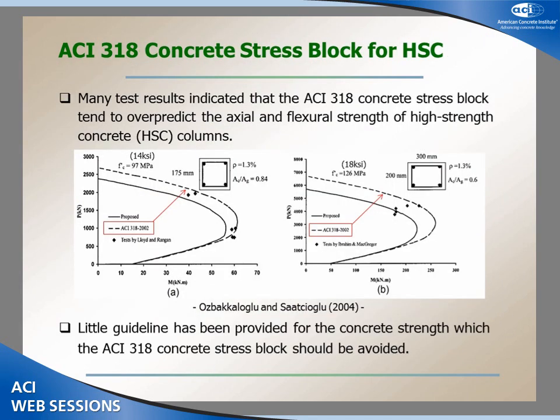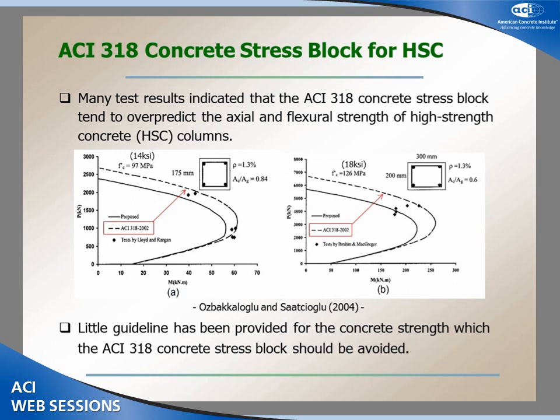As I mentioned previously, many test results indicate that the current ACI expression has a tendency of over-predicting the strength of high-strength concrete columns. Some examples are shown in the plot. The data points represent the experimentally obtained column strengths, and the dotted line presents the code predicted strengths. You can see that the code predicted strength is greater than the actual concrete column strengths.